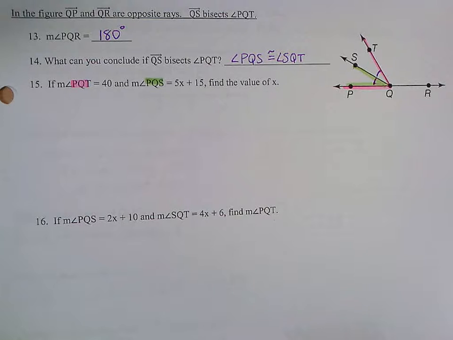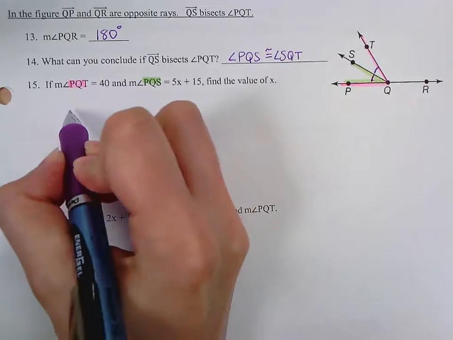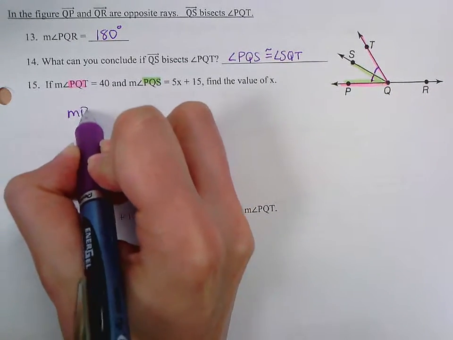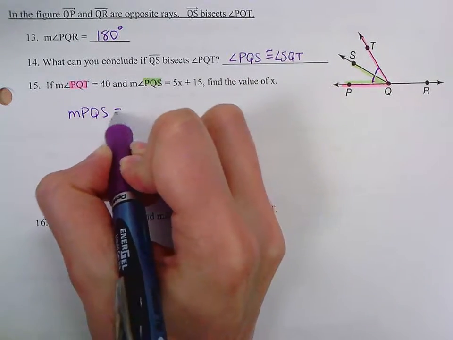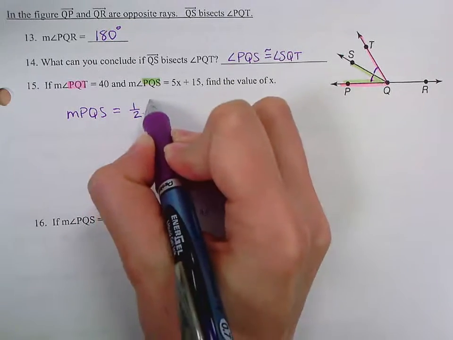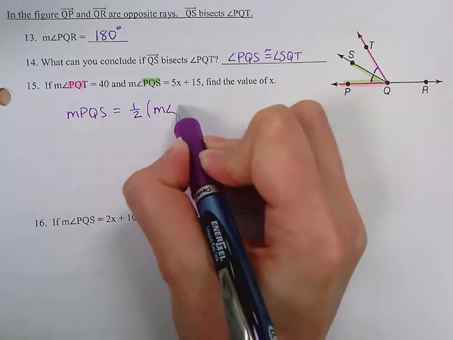So I just want to ask this. What's the relationship between PQS, my green angle, and PQT, my pink angle? What's the relationship in their measures? Yes, PQS is half of PQT. So I'm going to write that down. The measure of PQS equals half of the measure of PQT.